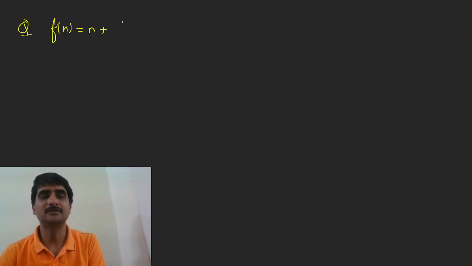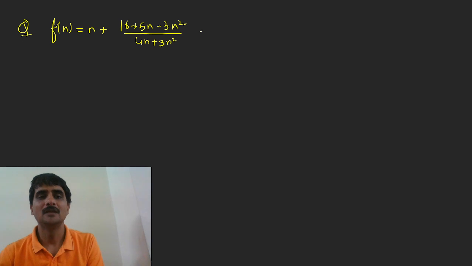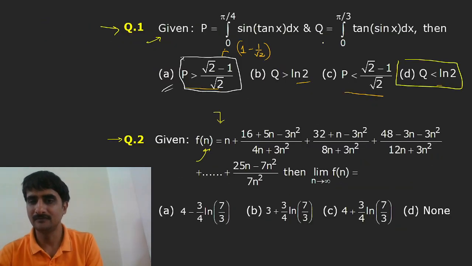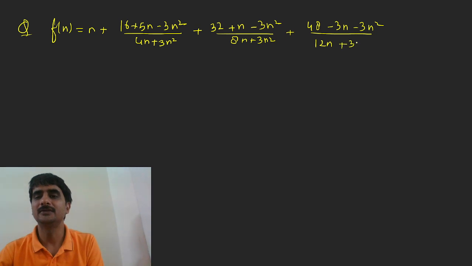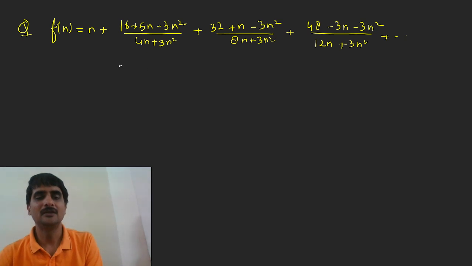Now the second question is: f of n is given to be n plus 16 plus 5n minus 3n square over 4n plus 3n square, then 32 plus n minus 3n square over 8n plus 3n square, then 48 minus 3n minus 3n square over 12n plus 3n square, and so on and so on. Write its general term, Tr.